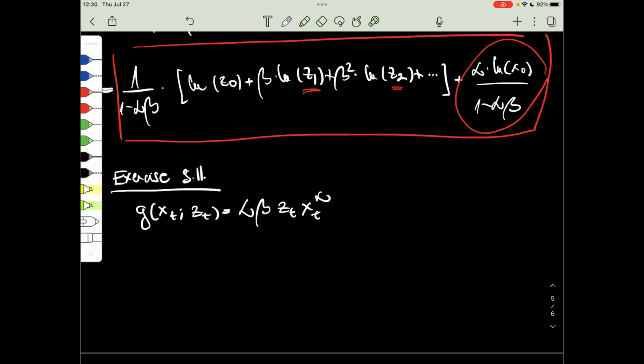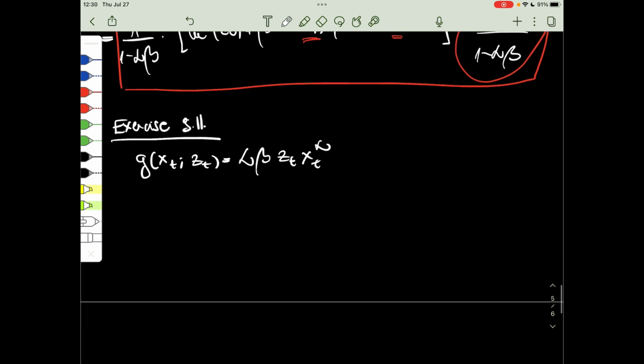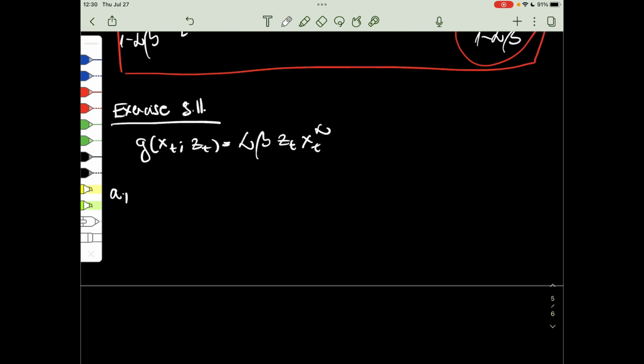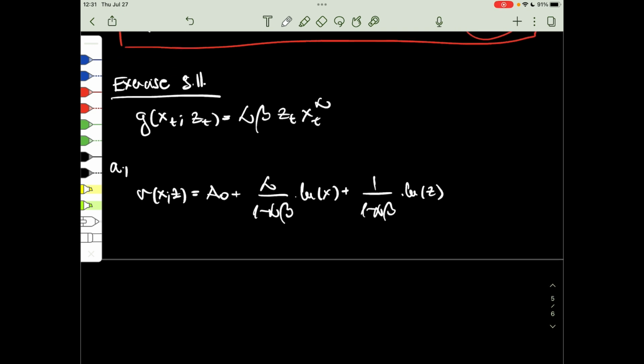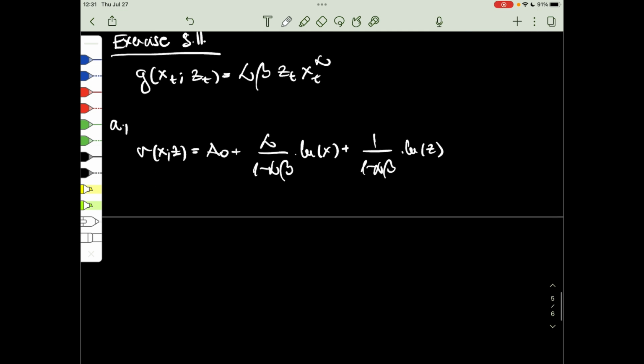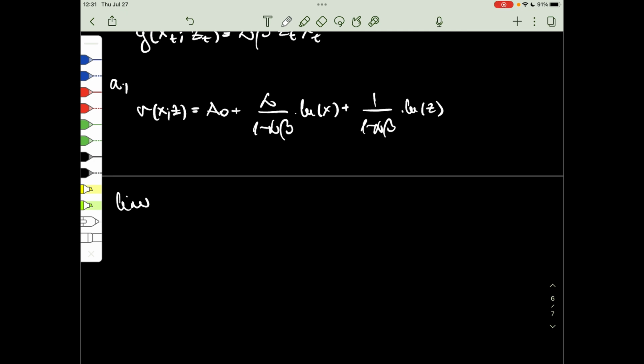We need to check the conditions of theorem 9.12. So according to condition A, with this value function, we do have this value function. With this value function, we need to abide by the limit restriction. So, what we need to show, what we are supposed to show, is this limit.